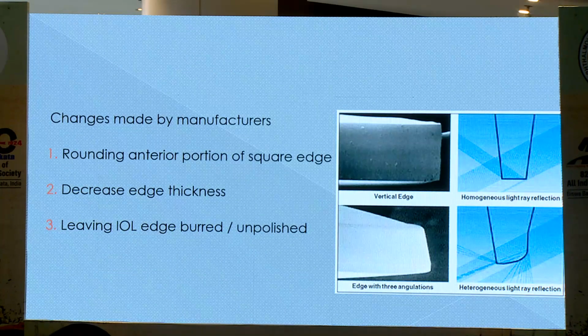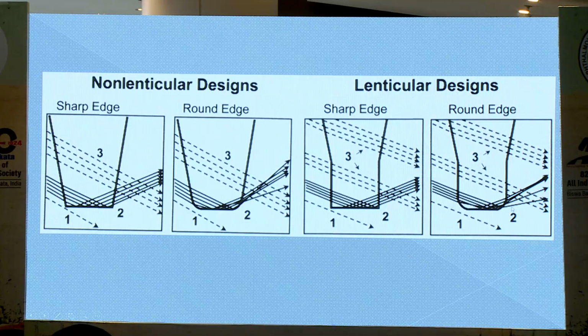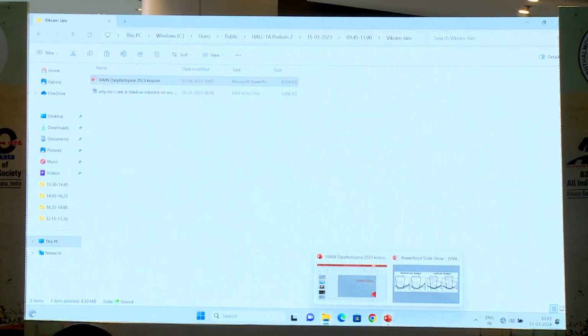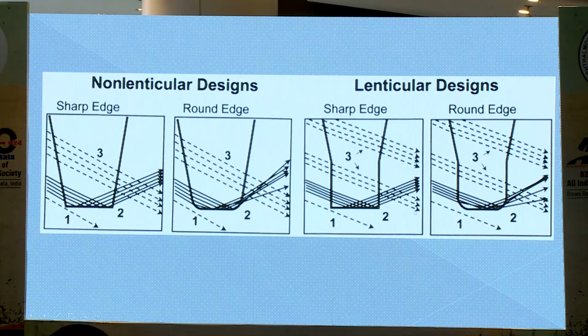To overcome these, manufacturers made some changes. There was a rounding of the anterior edge and a lenticular design. So here you see a much thicker IOL. In the lenticular design, the edge of the IOL was thinned out. These definitely helped, and the positive dysphotopsia numbers dropped.